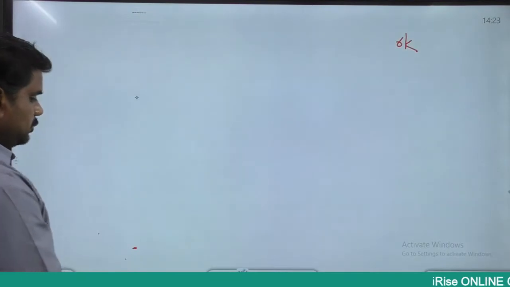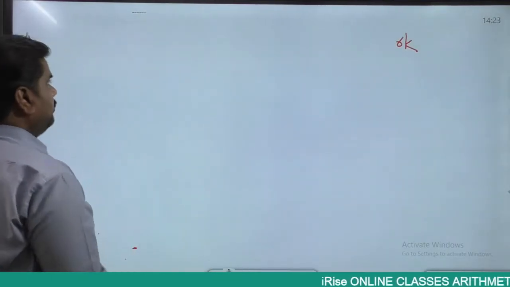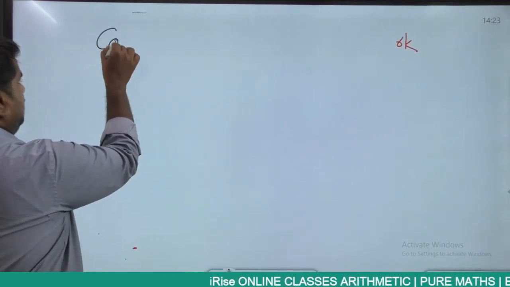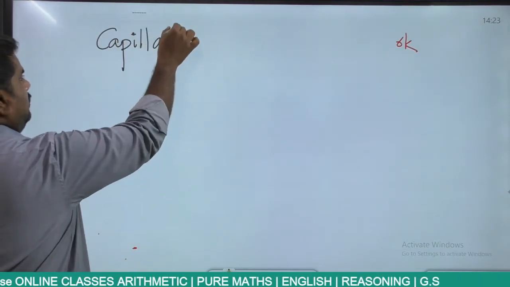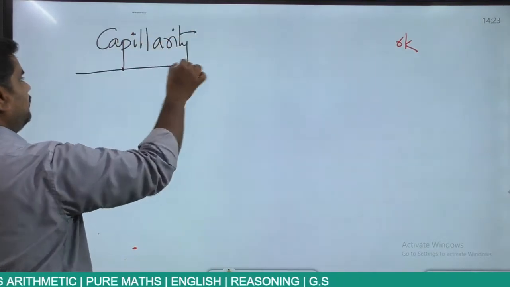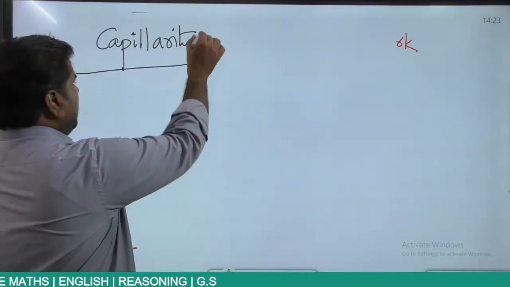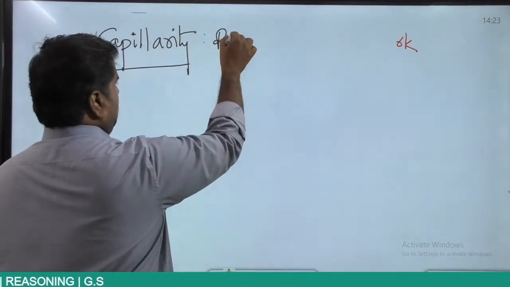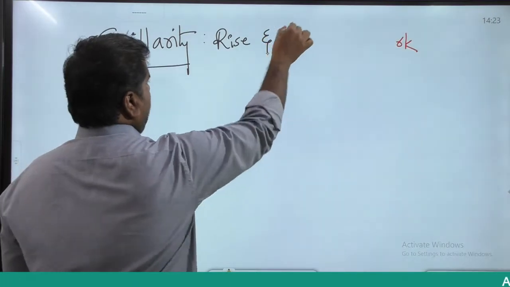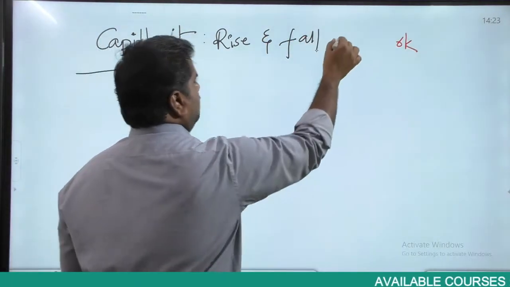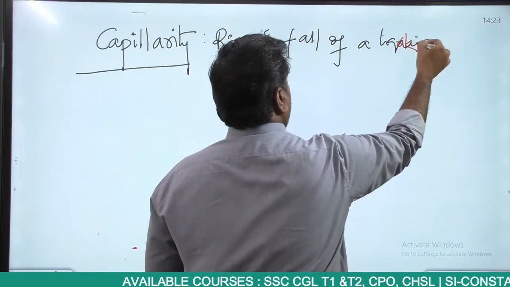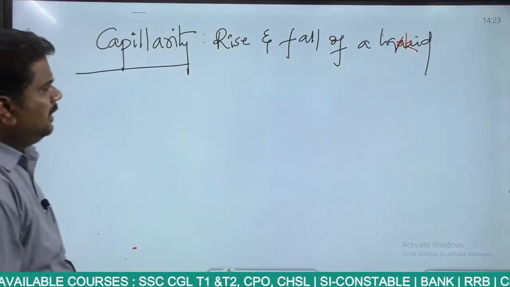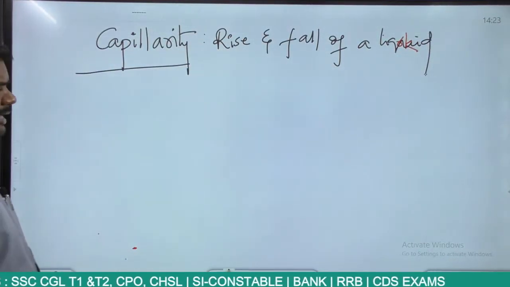Then moving on to the next one, we talk about one particular phenomenon called capillarity. Capillarity means the rise and fall of a liquid. In any particular glass tube, if you are taking, the rise and fall of a liquid in that one, that is what you call capillarity.